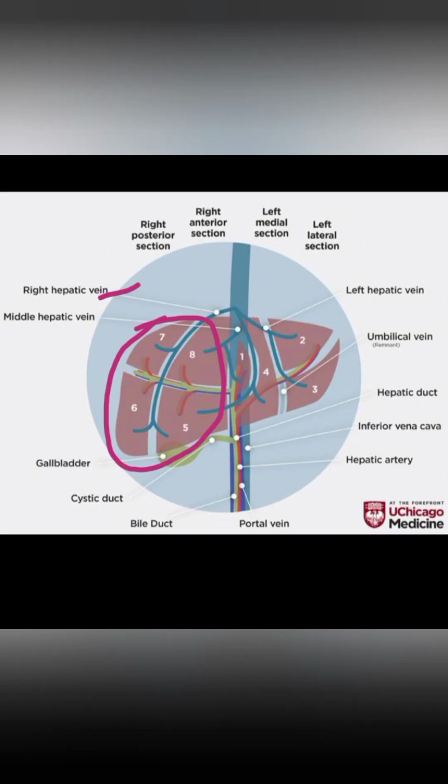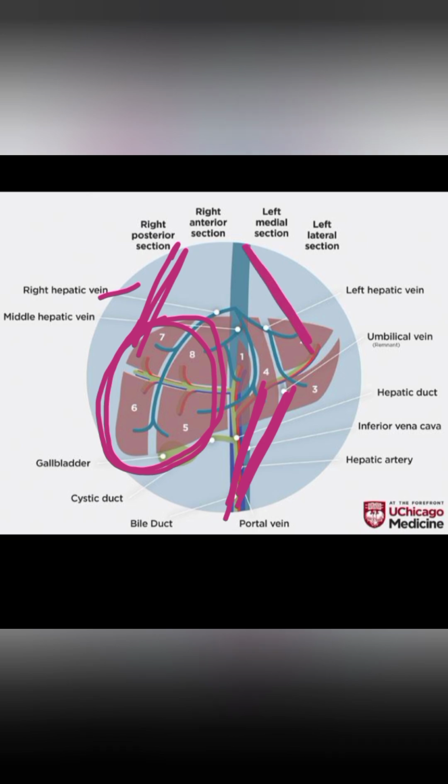So the right hemiliver is supplied by the right portal vein and right hepatic artery, and drained by the right hepatic vein. While the left hemiliver is supplied by the left portal vein and left hepatic artery, and drained by the left hepatic vein. While the first segment, the caudate lobe, is supplied by both branches of the portal vein and hepatic artery, and it drains directly into the inferior vena cava.